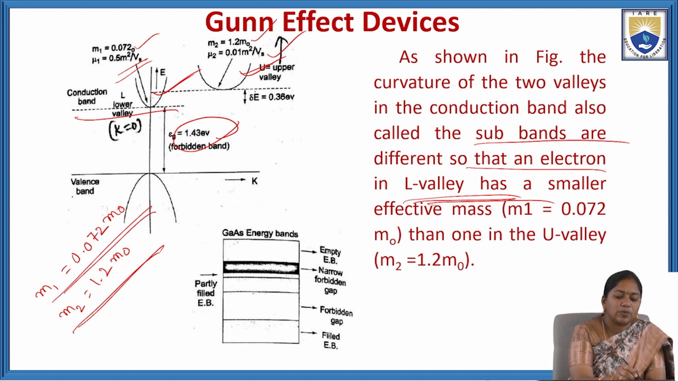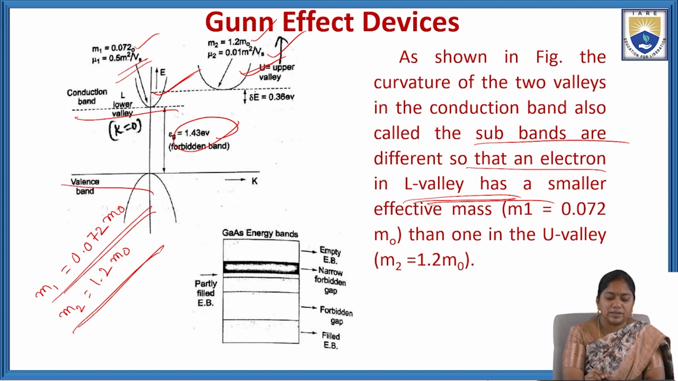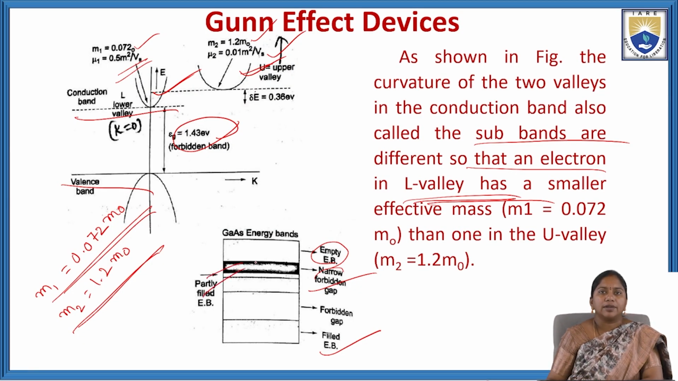This is the conduction band, this is the valence band. This is the gallium arsenide energy bands. This is the empty energy band, narrow forbidden gap, and filled energy band. So this one is the partially filled energy band.